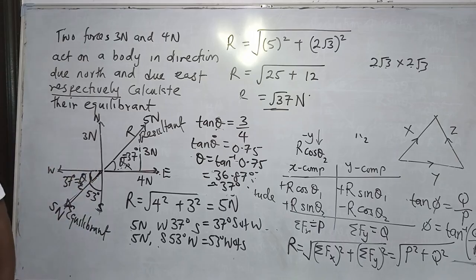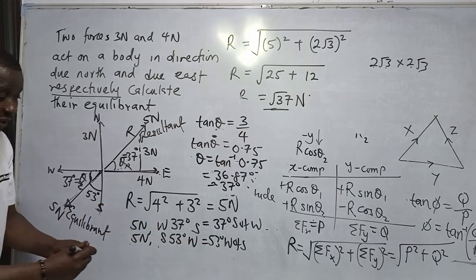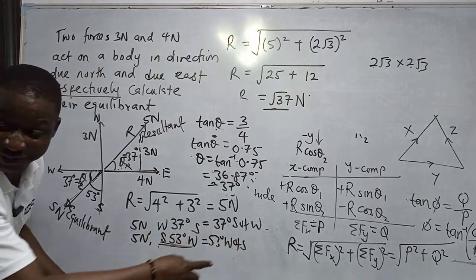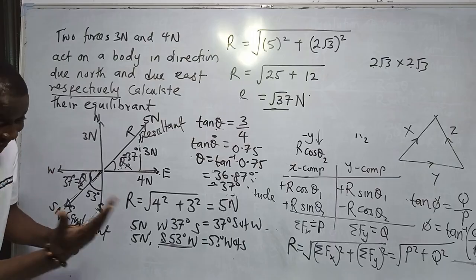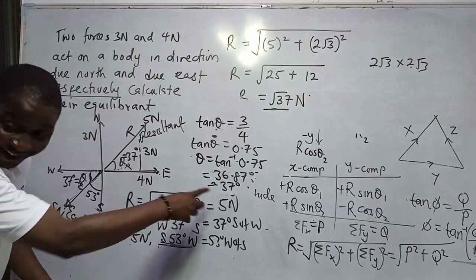So if you check the options, we have option A, 5 Newton, 53 degree east of north. Okay, let's read the options. B says 5 Newton, 53 degree west of south. I think that one is there. We have that one there, abi? West of south. So this one is the answer now. You see that they did not put this one in the options. So we have 4 possible answers now. That's where the vector problem is. The problem is not the magnitude, it is the direction.